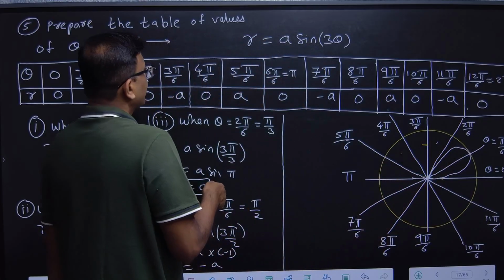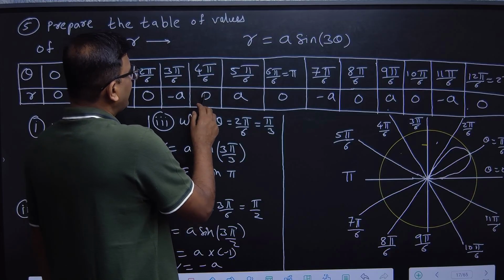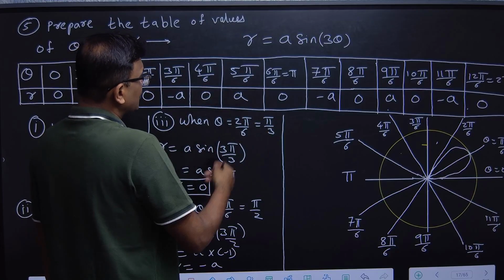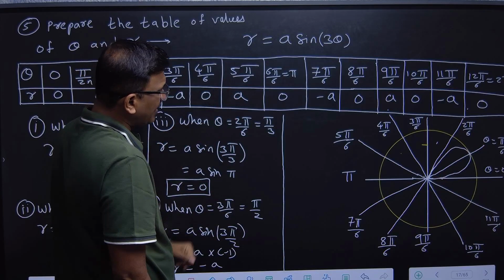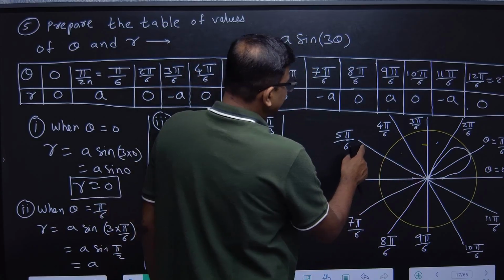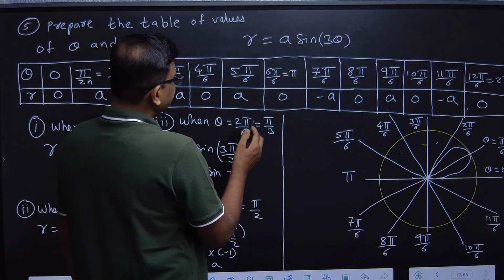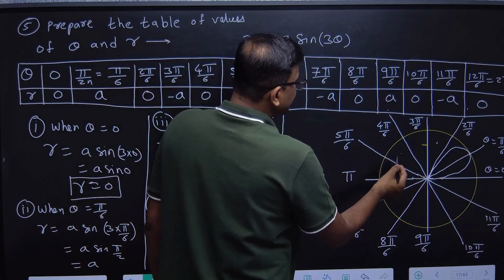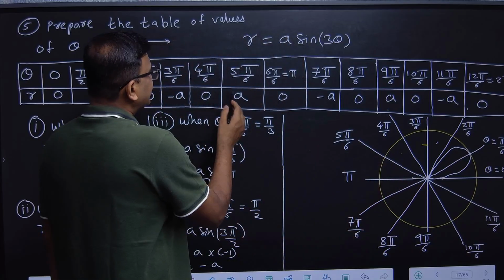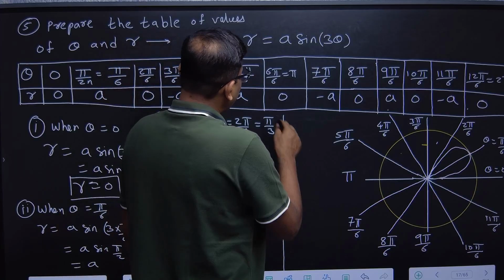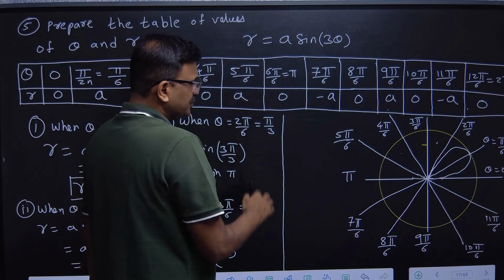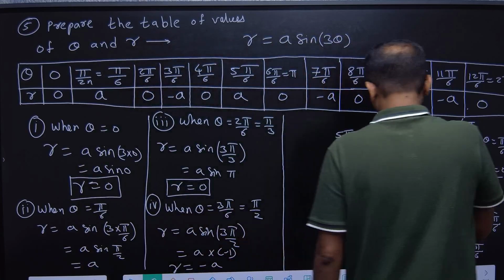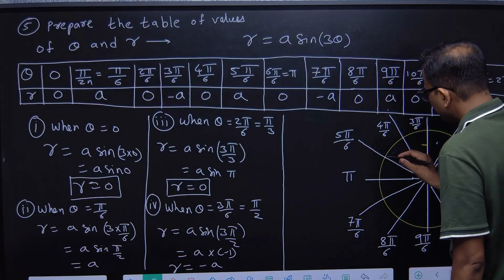Okay, so again from 4 pi by 6 to 5 pi by 6, r increases from 0 to a. We can see that r is plus a for the next time, for theta is 5 pi by 6. See, theta is 5 pi by 6 is this line. There r is plus a. From theta is 4 pi by 6 to 5 pi by 6, r is increasing from 0 to a. And again from 5 pi by 6 to pi, r is decreasing from a to 0. So see here at theta is 5 pi by 6, r is plus a.